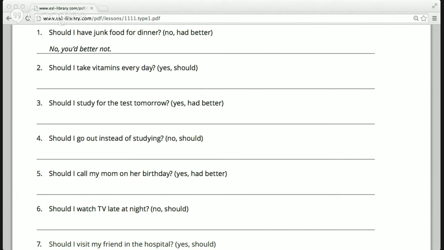Should I study for the test tomorrow? Yes, you'd better study. Okay, much better. That's it. Good, good. Okay, Amparo, number 4. Should I go out instead of studying? No, you shouldn't go out. You shouldn't go out. You should study. Okay, there you go. Good, good.